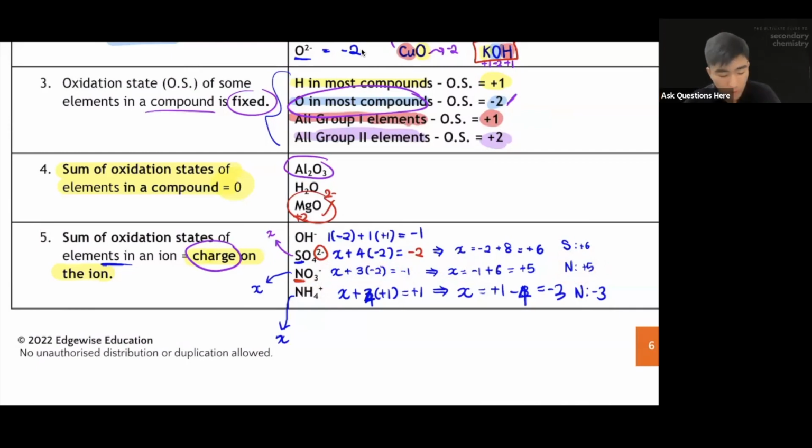Then when we look at ammonium ion over here, I will assign this X. Then if I sub in the values, X plus 4 times +1, because hydrogen is +1, equals to total of +1, then X will be equals to -3. So nitrogen has oxidation state of -3. So you can see that this is nitrogen, this is also nitrogen, but the oxidation state in different compounds or different ions are different. They are not the same, they are different.